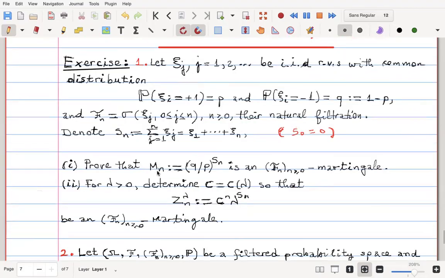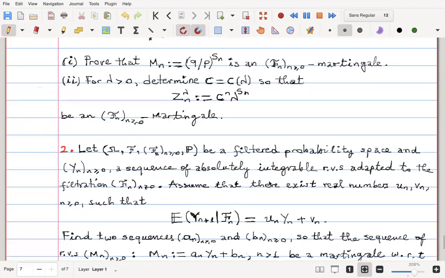To show that, in the first problem of a simple random walk, M sub n equal to q by p, all raised to the power of Sn, is an Fn martingale. So that's what we are going to prove. This is easy to do. We are just going to compute the conditional expectation of M sub n plus 1 given Fn, where Fn is the sigma algebra generated by the psi j, where j runs from 0 to n. So let's dive into that.